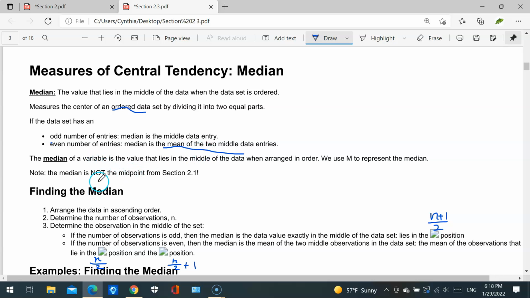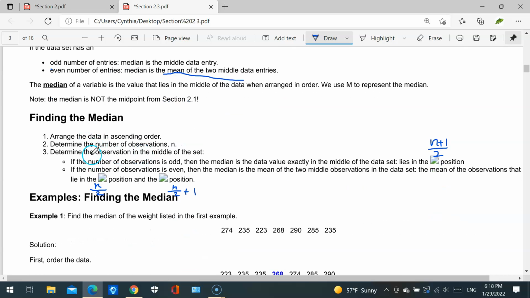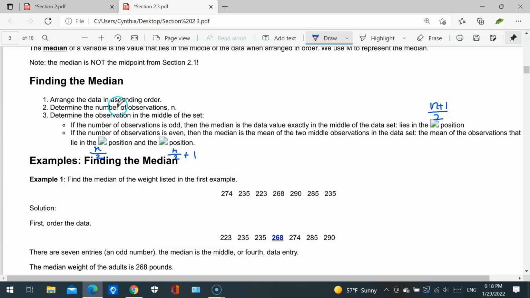So the median of a variable is a value that lies in the middle of the data when arranged in order. We use a capital M to represent the median. To find the median, arrange the data in ascending order. Ascending order means from smallest to largest, right?